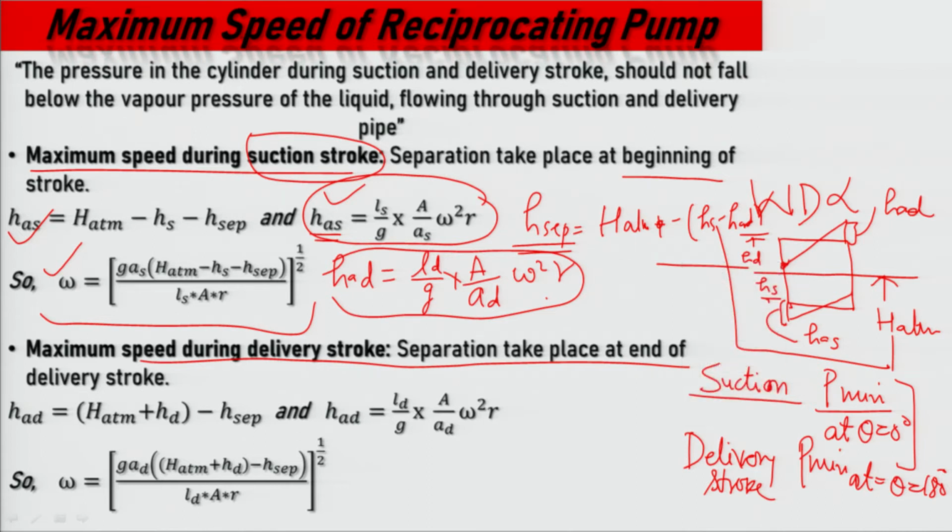So how do you calculate this minimal pressure? Similarly, total H atmospheric plus HAD plus HD minus HAD becomes H separation. So we can easily solve for HAD. In this way we calculate omega. Comparing both cases, it becomes a root in both cases, giving the maximum speed of the reciprocating pump. Okay.